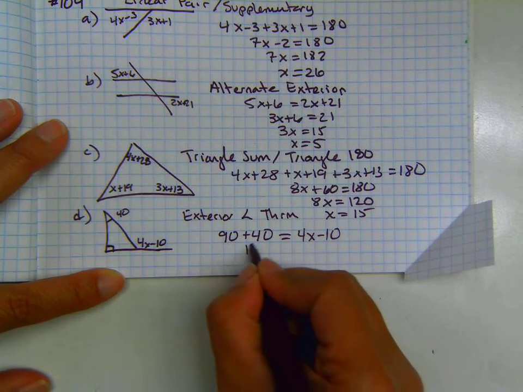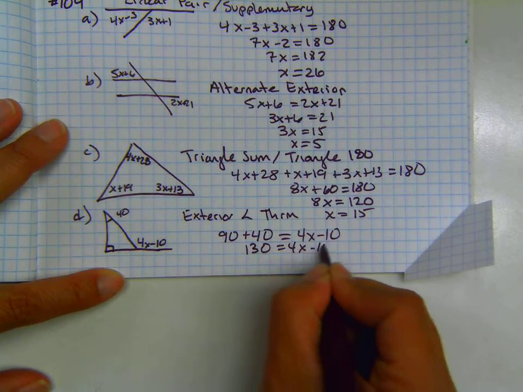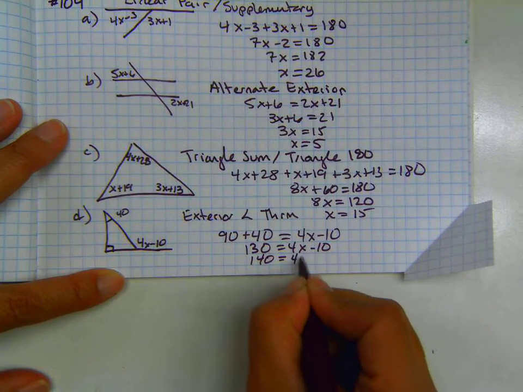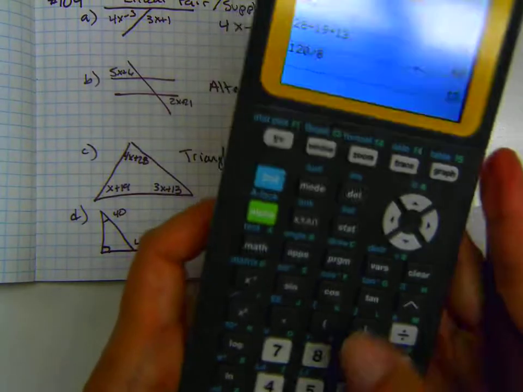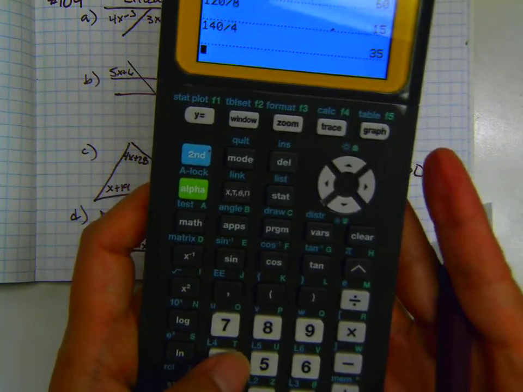All right, so this is going to be 130 equals 4x minus 10. 140 equals 4x, or x equals 35.